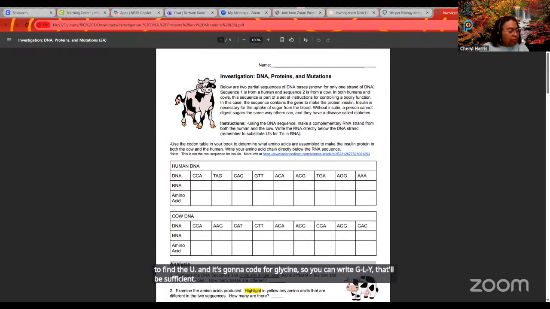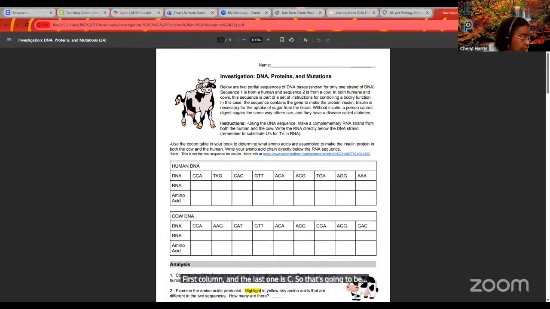All right, then we go to the next box, and we're looking for AUC. So we start on the right with A, that's our third row. U is the first row, so we're third row, first column, and the last one is C. So that's going to be leucine.